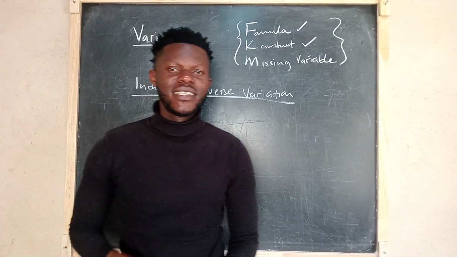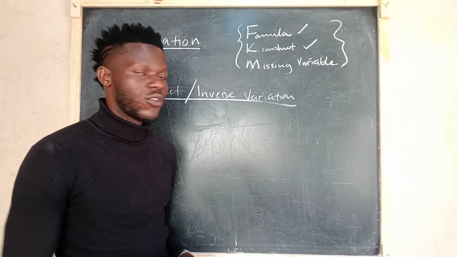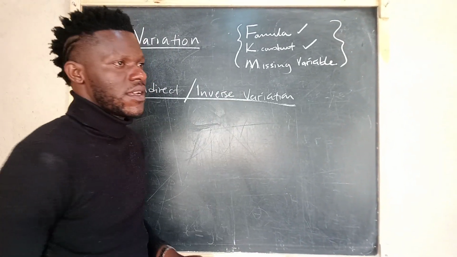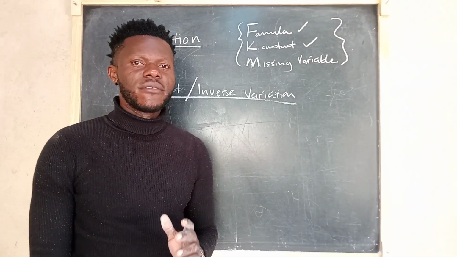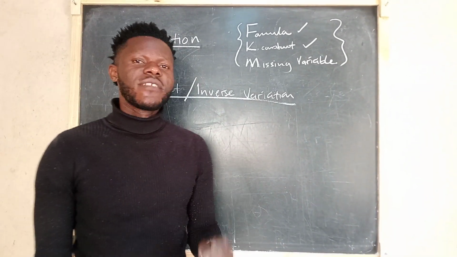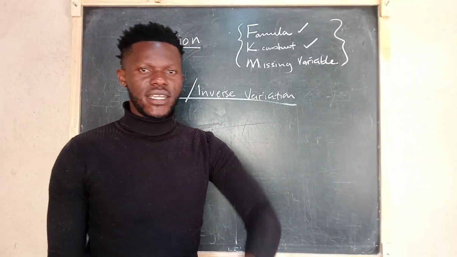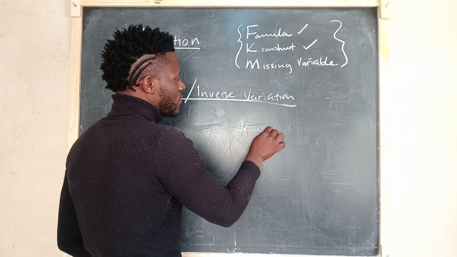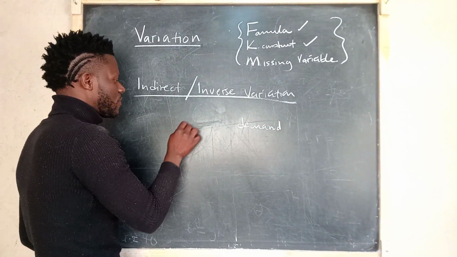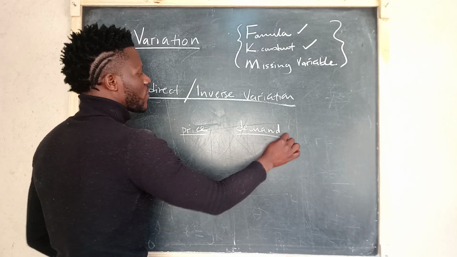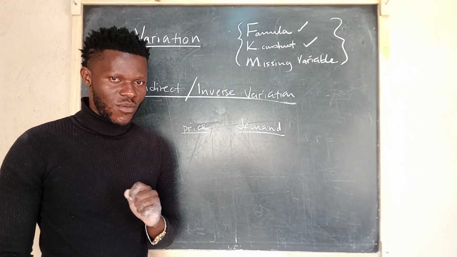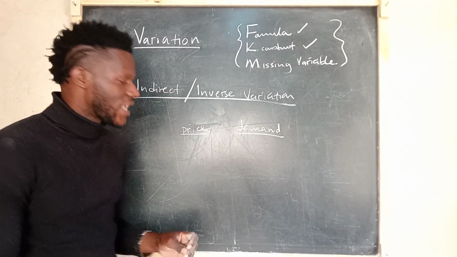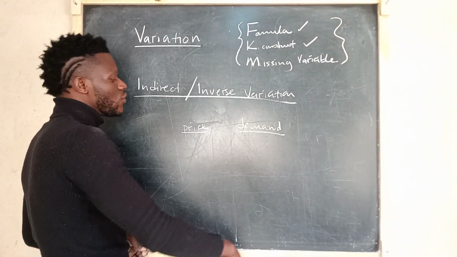Alright, so let's talk about indirect variation. Indirect variation can also be called inverse variation. By inverse, this type of variation exists when an increase in one variable causes a decrease in the other variable. Like we were talking about demand versus price of commodities. Usually, non-basic, non-essential commodities relate indirectly. That is, if you increase price, demand will fall.